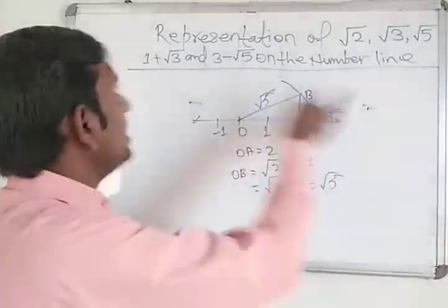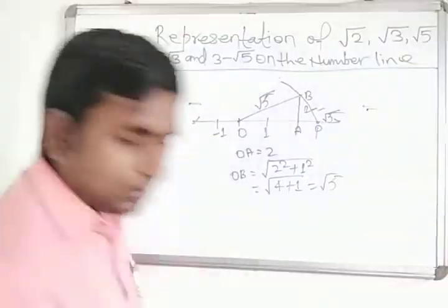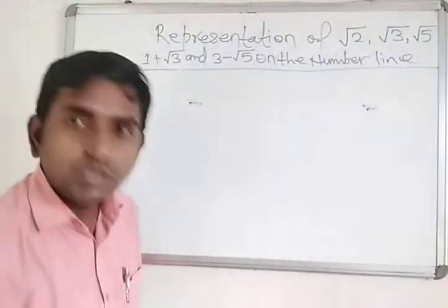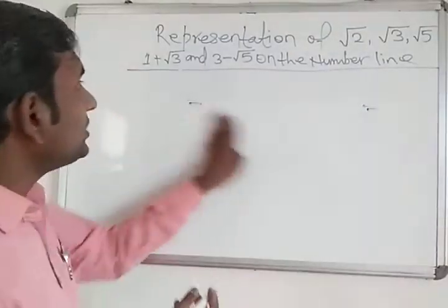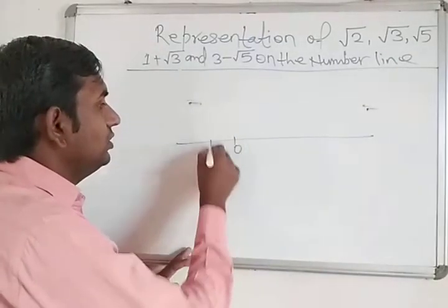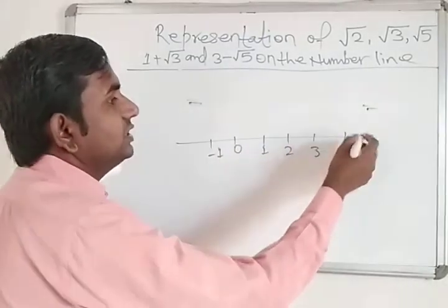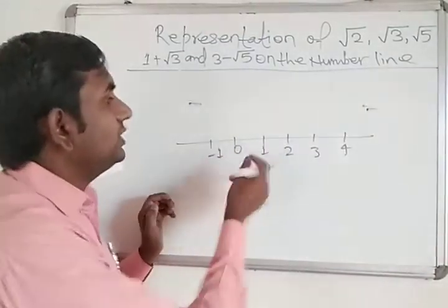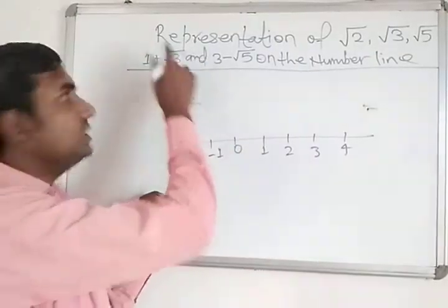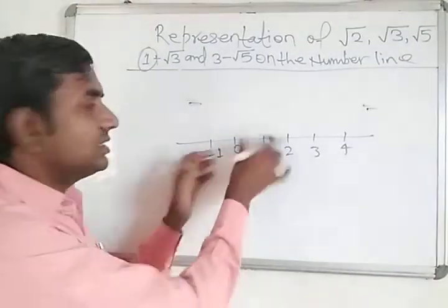Okay, here we also want to represent 1 plus under root 3 on the number line. Then how do we represent it? For this we have to use the same process. Suppose first we take a number line with 0, minus 1, 1, 2, 3, and here is 4 and so on. Okay, here we want to draw 1 plus under root 3, so 1 is a complete whole, so we have to take 1.